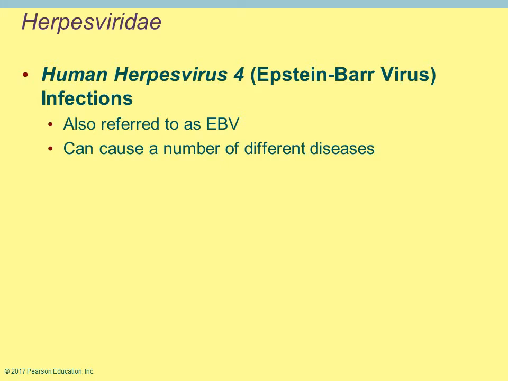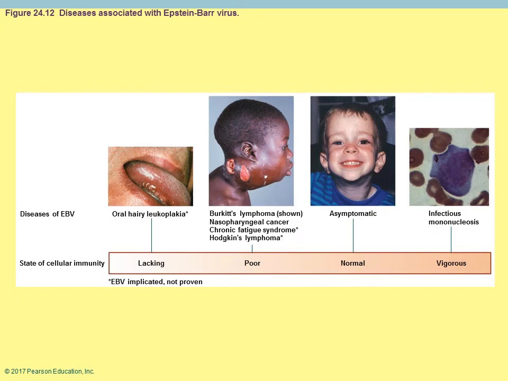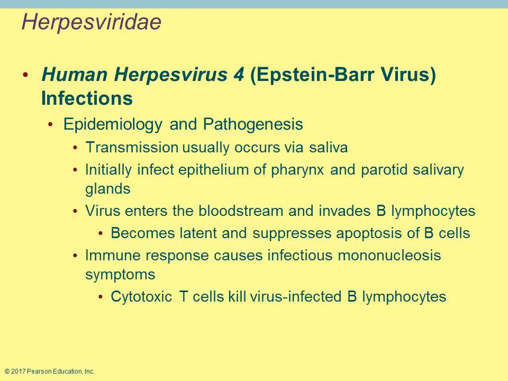Human herpes virus 4, also known as Epstein-Barr virus, can cause several different diseases. Part of it is going to depend on how well your immune system is going to react to and fight against it. Some of the diseases of the Epstein-Barr virus: leukoplakia, Burkitt's lymphoma, Hodgkin's lymphoma, infectious mononucleosis. So there's various different diseases that it can cause.